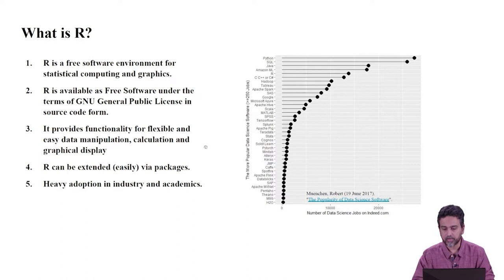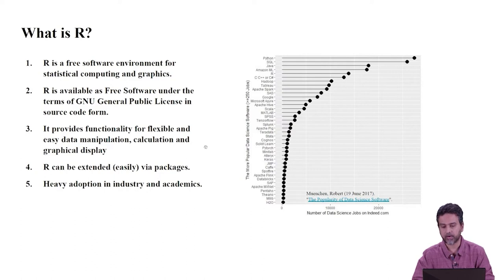So I've just given you a figure on the right here. And this figure is showing you the popular data science software. How they're measuring the popularity is that they went to the website indeed.com and looked at all of the data science jobs that were posted on indeed.com on one day, 19th June 2017. Then they looked at the skill sets that people were asking for in the job descriptions. And in those skill sets, they found that R was number five. It was the fifth most desired skill set on indeed.com.